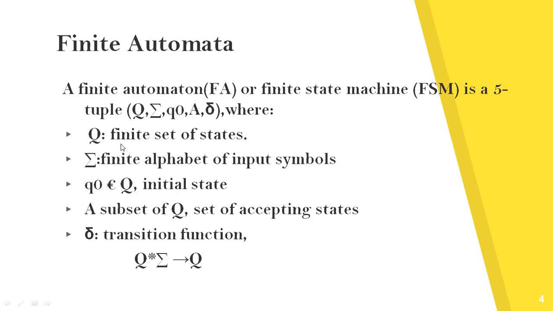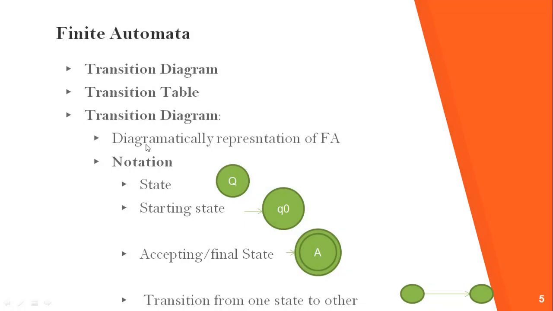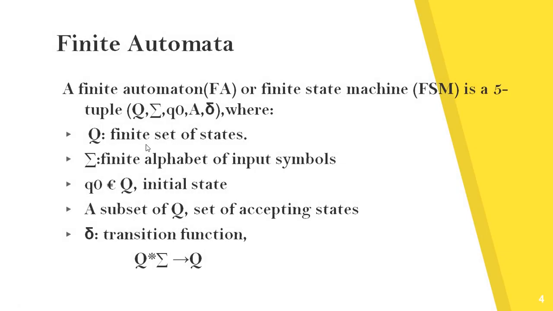Remember that a finite set is one having a limited number of elements. The states we will discuss afterwards; we require states for our designing part. So capital Q consists of a finite set of states. The second parameter is epsilon, the finite alphabet of input symbols. This is also a finite set. Both of these are finite sets, meaning we require limited or countable objects for our discussion.